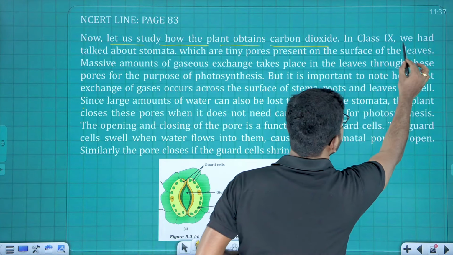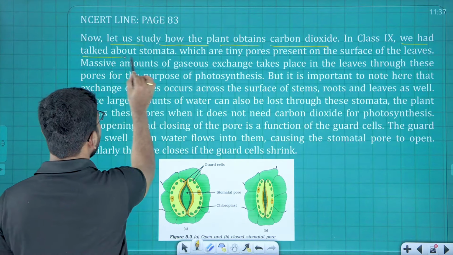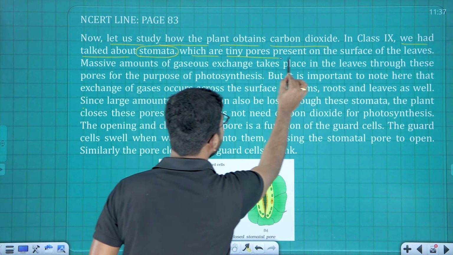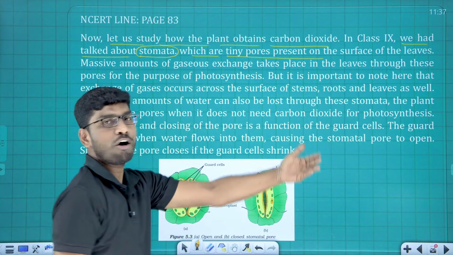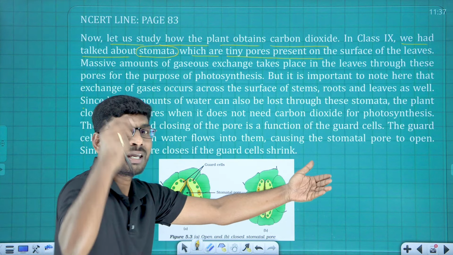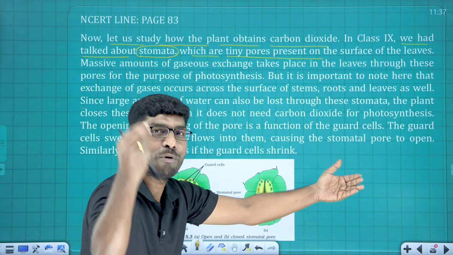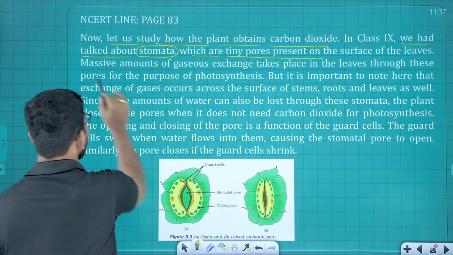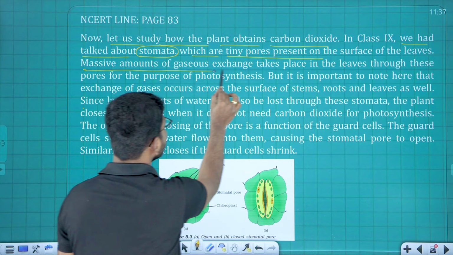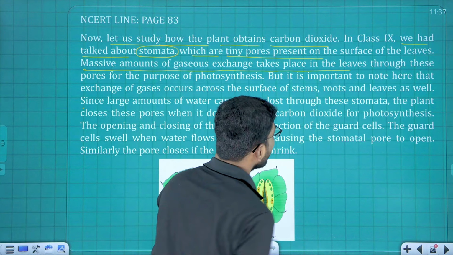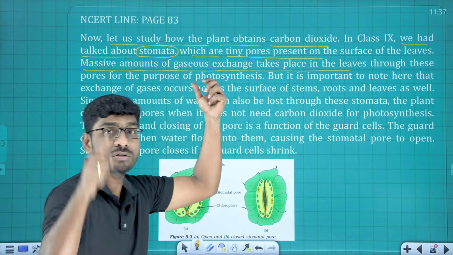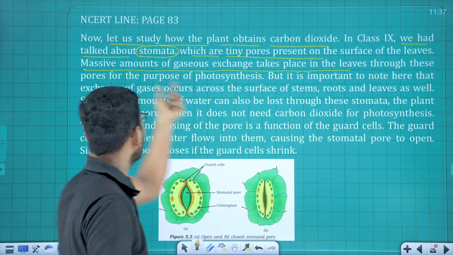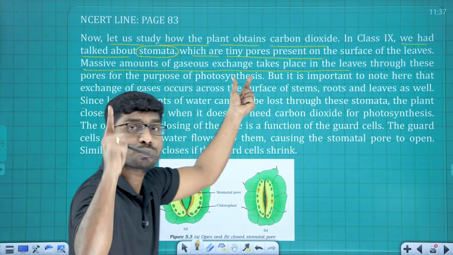We had talked about stomata. Look at the stomata, which are tiny pores present on the surface of the leaf. I told you the definition: tiny openings or pores present on the surface of leaves are called stomata. Now look here: a massive amount of gaseous exchange takes place in the leaf through these pores. This can come for assertion reason. Massive amount of gaseous exchange through stomata.